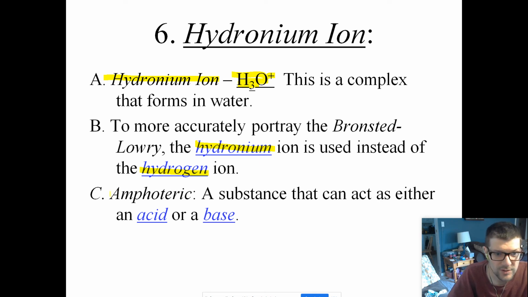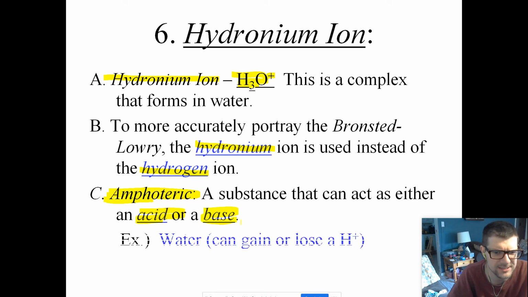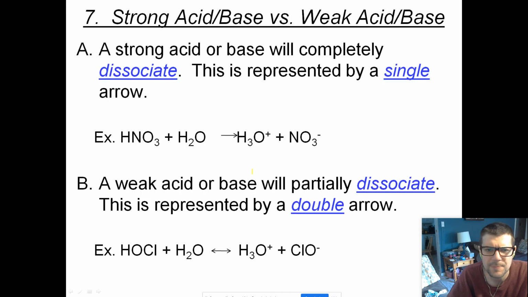Now, here's just a vocab term that'll come up as we get deeper into acids and bases. Amphoteric is something that can act as either an acid or a base, and we're going to see that water actually does this, because water can gain a hydrogen ion, and that's like what a base would do, and become hydronium. Or water can lose a hydrogen ion, become just the hydroxide, OH, and act as an acid.